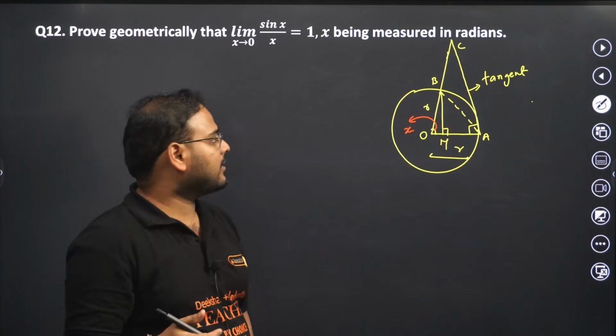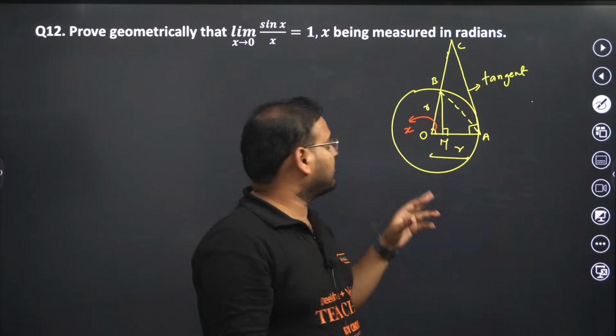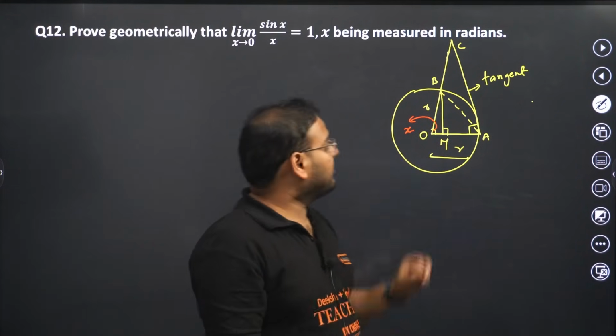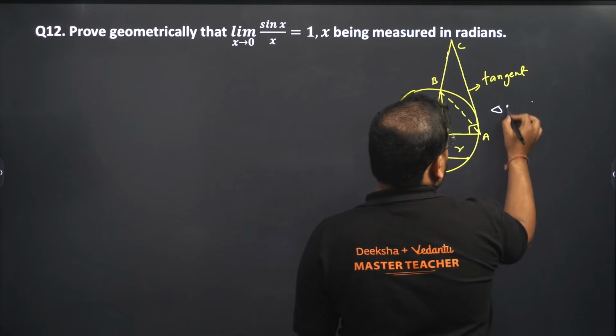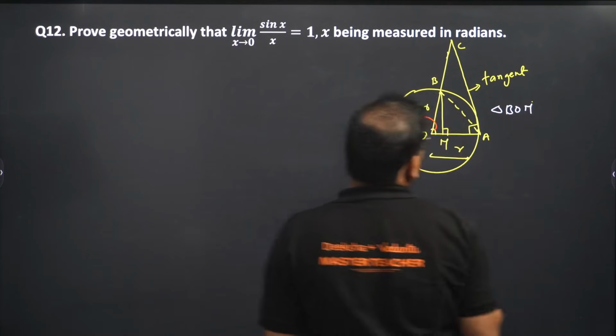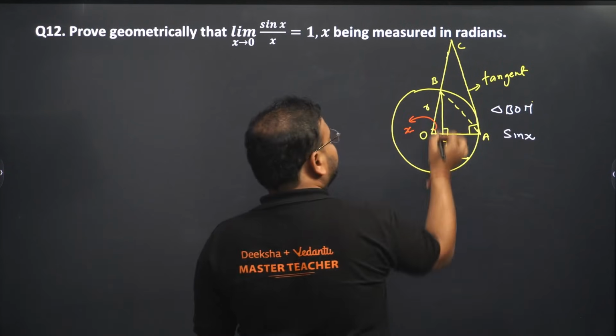Now let's quickly apply the ratio property in triangle BOM and triangle OAC. So if I apply it in triangle BOM, what do I write? Sine x. What do I get? BM upon OB.